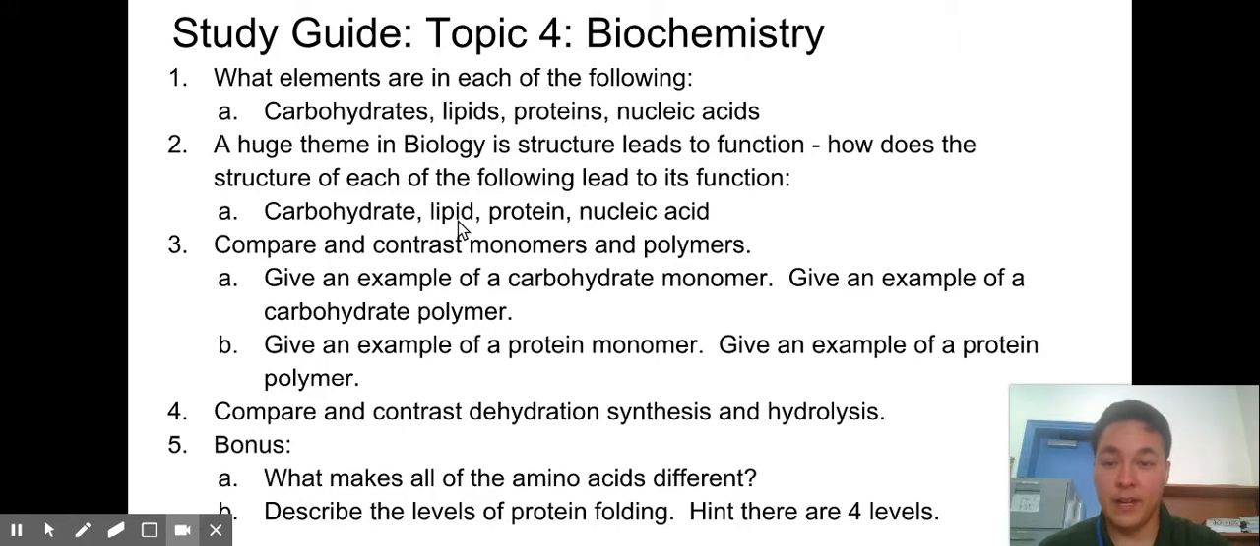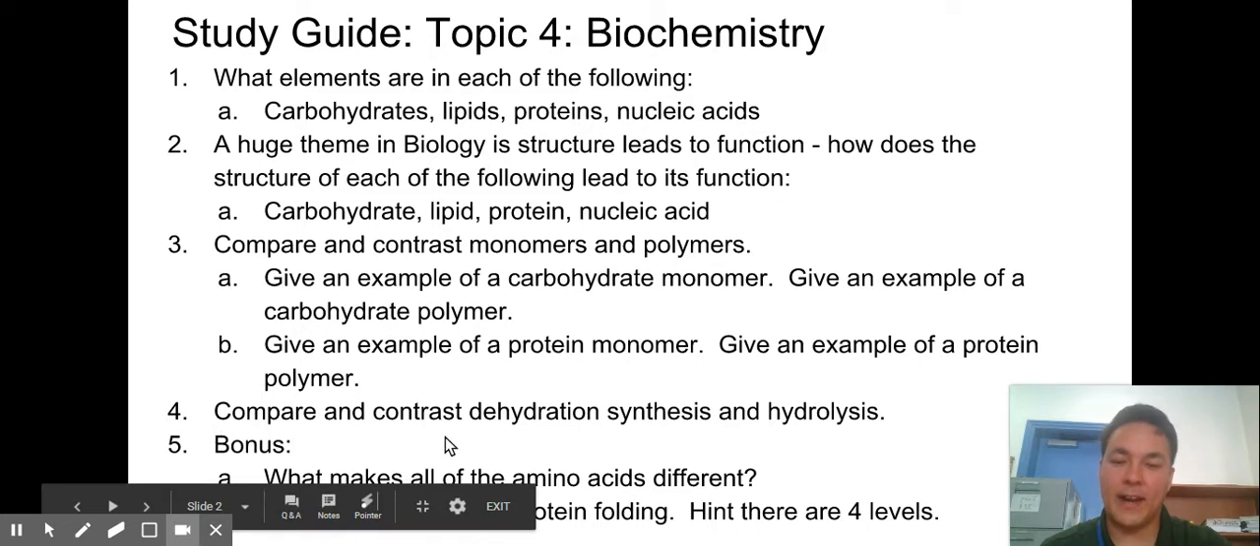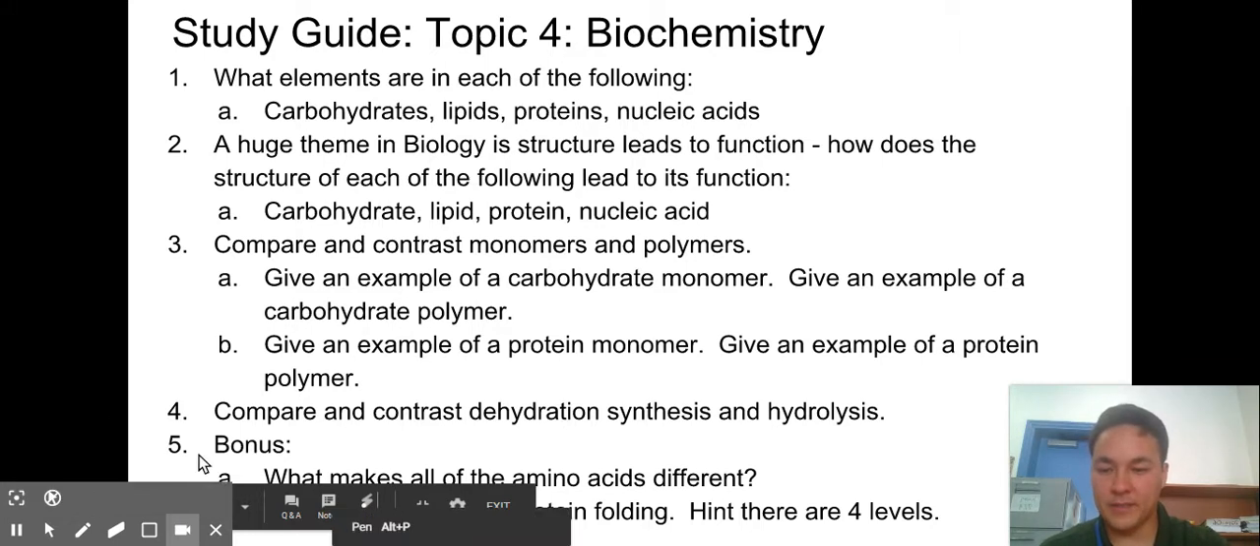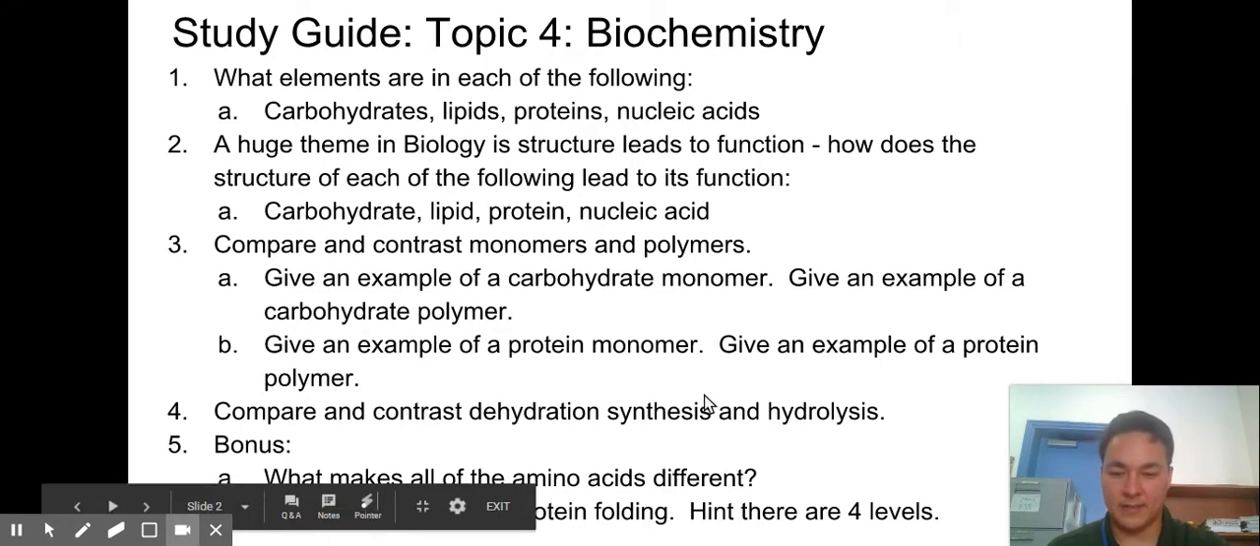Within lipids, you should be able to differentiate between the structure and function of triglycerides and phospholipids. Then I want you to compare and contrast monomers and polymers. So give an example of a monomer and give an example of a polymer. And then this is really getting at, well, how are they made? Compare and contrast dehydration synthesis and hydrolysis. Then bonus: what makes all the amino acids different?